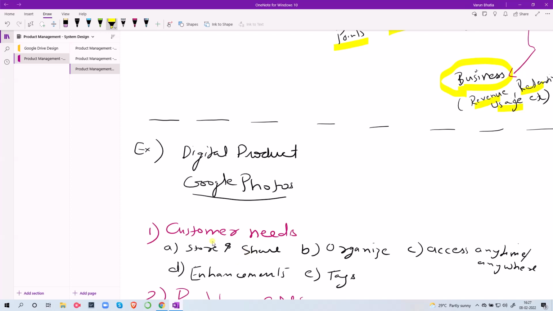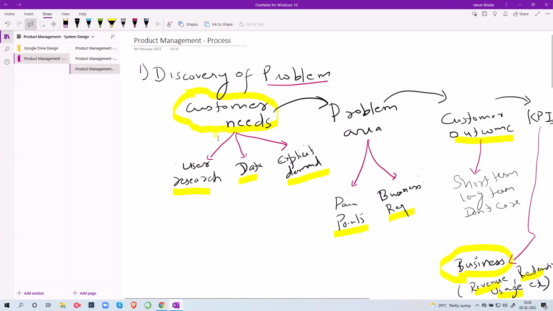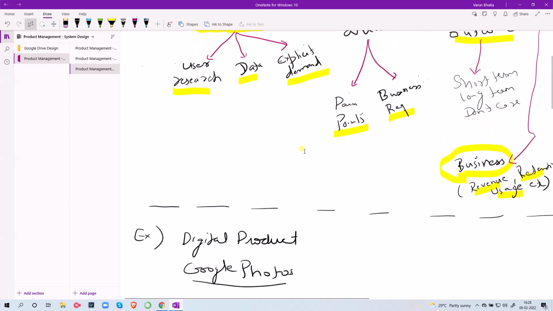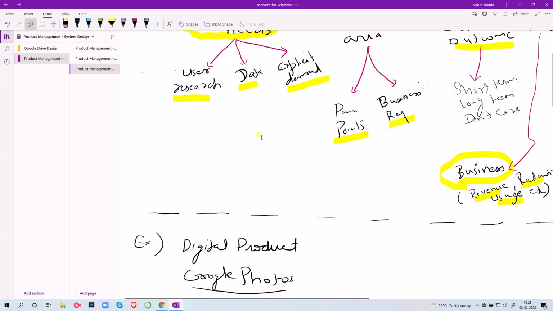So you, as a product manager for Google Photos, what is it that you need to be concerned about as far as customer needs are concerned? Maybe obviously you could go back to this step, where you're trying to identify the areas to focus on. How did you arrive at those areas?